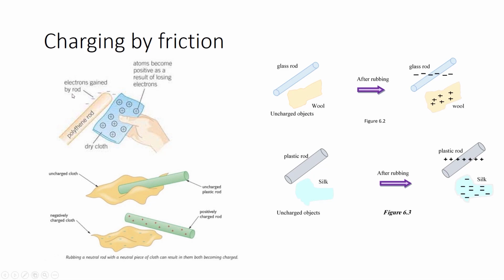For example, this is electrons gained by the rod. This is a polythene rod, and you have another object that is full of positive charge. So what you do is rub this object on this material, and as a result both objects are electrified. In the same way, you can make an uncharged object positively or negatively charged through rubbing.